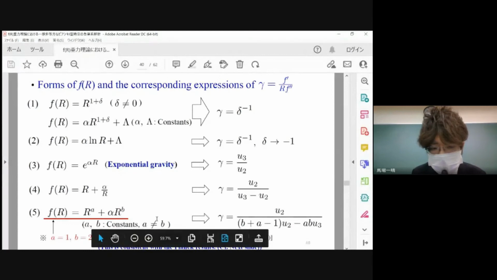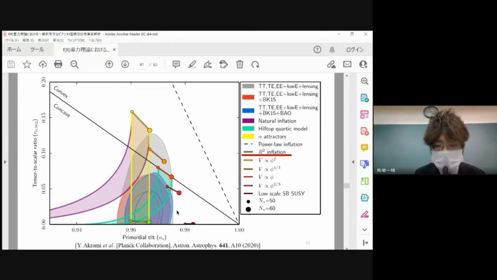This Starobinsky inflation is consistent with the current Planck data. This is the 2018 Planck data.